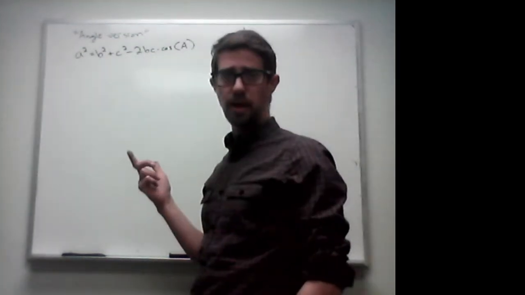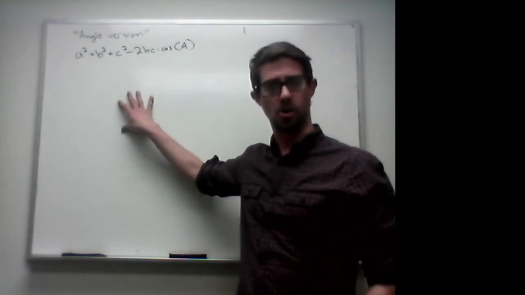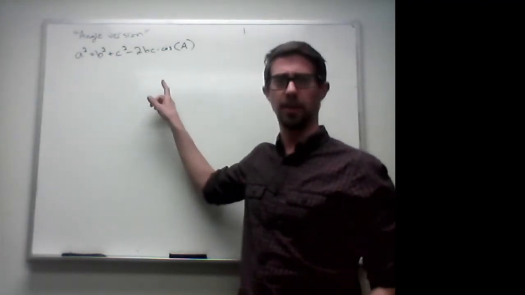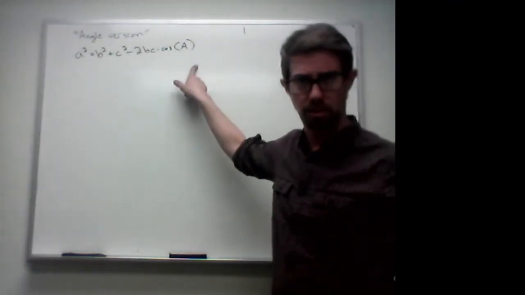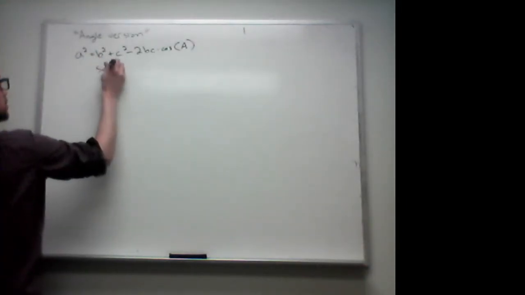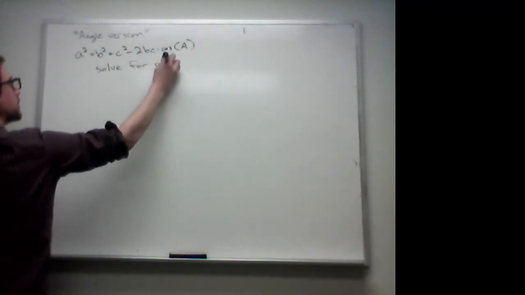So if we have a problem where we're given all three sides of a triangle and no angles, we can still use the law of cosines, we just have to rearrange it a little bit. So what we're gonna do is take just the normal old law of cosines, and rearrange it or solve it for this cosine of A.